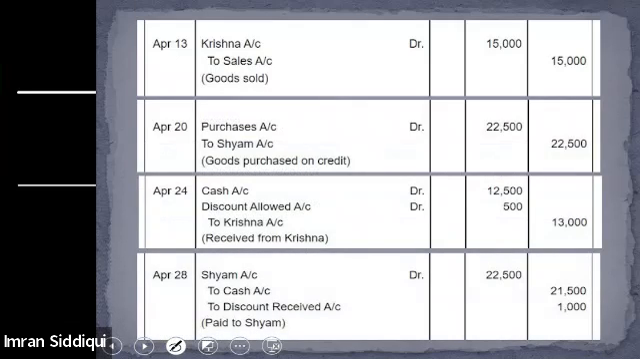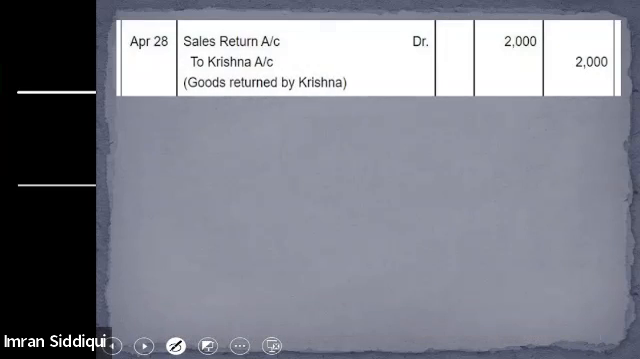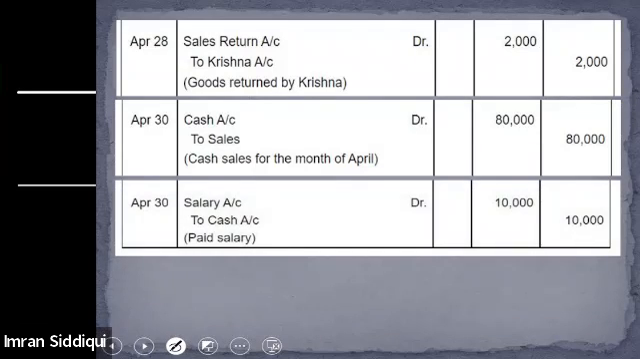The next 4 transactions, starting from 13 to 28, will be generalized in this format. Creditors account debit to sales account, purchase account debit to Sham account, cash account debit, discount allowed account debit to Krishna, Sham account debit to cash, discount received. Then the last 3 transactions will be recorded like this. Sales return account debit to Krishna account, cash account debit to sales account, salary account debit to cash account.